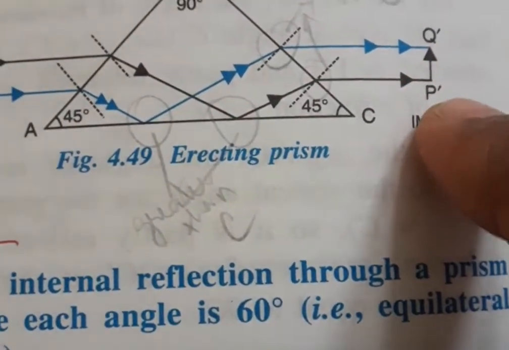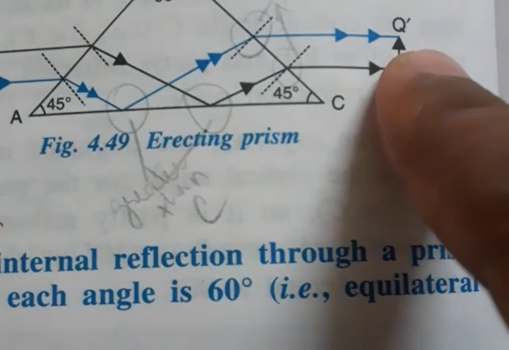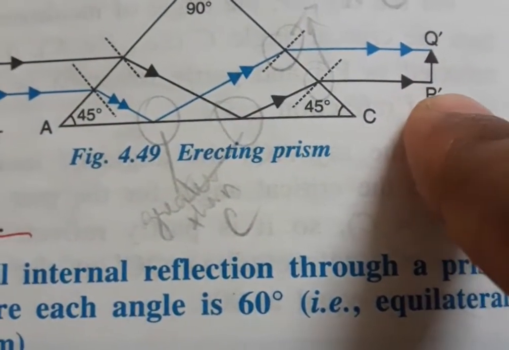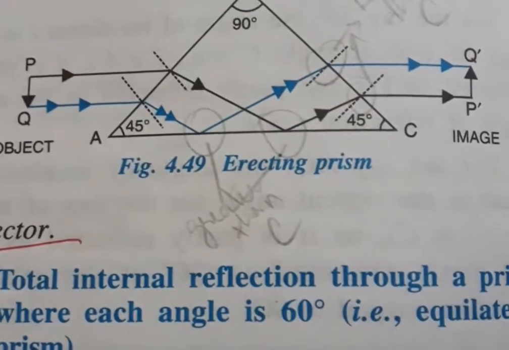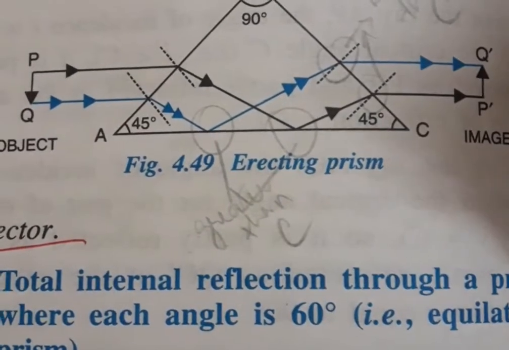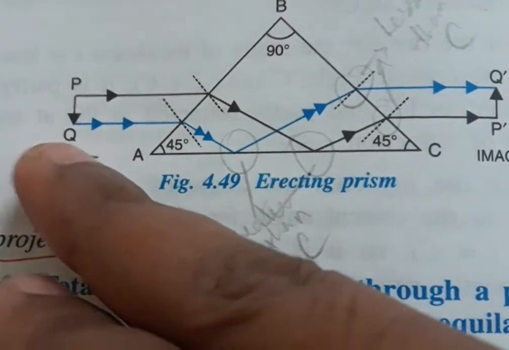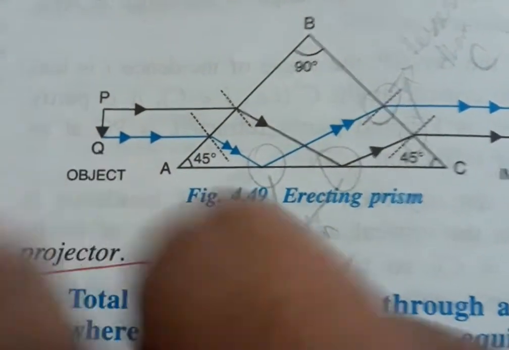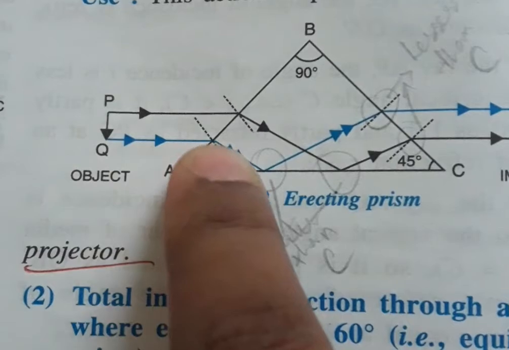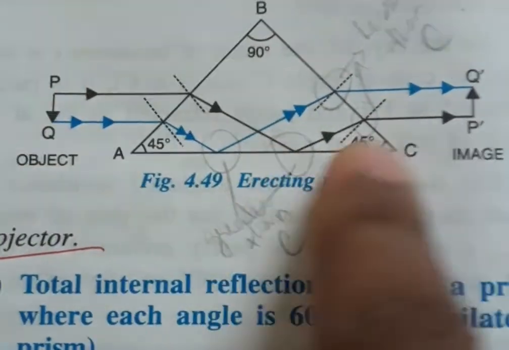and therefore the image is P dash Q dash. You can see here the object is pointing down and here the image is pointing up. That means it has erected the image. The object is downward direction and the image is upward direction. See, the arrowhead went from here up, and the bottom of the arrow went here down.